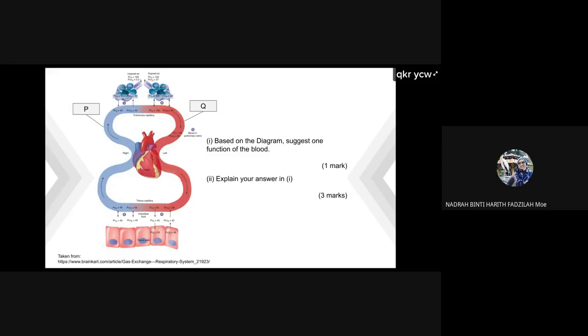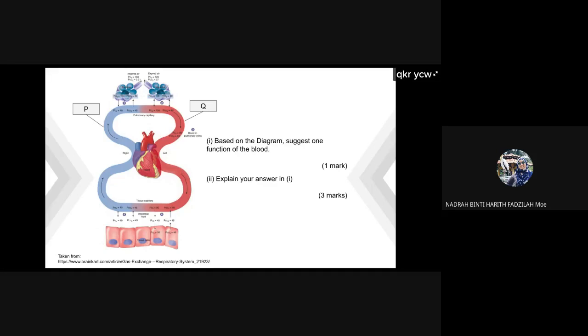Kalau macam yang Syahira tulis, transport respiratory gases, juga betul. Good idea, tak ada masalah. Okay. Dan seperti yang Ashraf tulis, provide the body cells with oxygen and remove CO2. Juga betul, tak ada masalah. Okay, and then mainly your ideas are on the right track lah, bagus. Okay, tak ada masalah dari segi function.